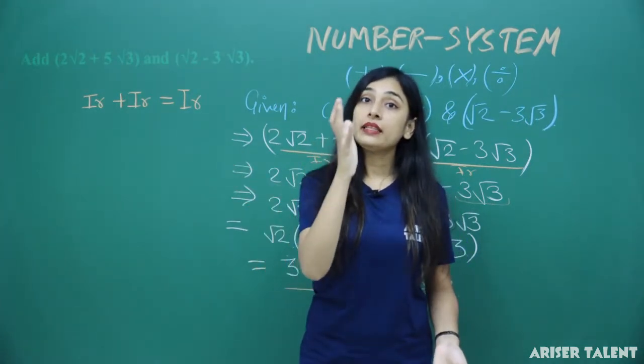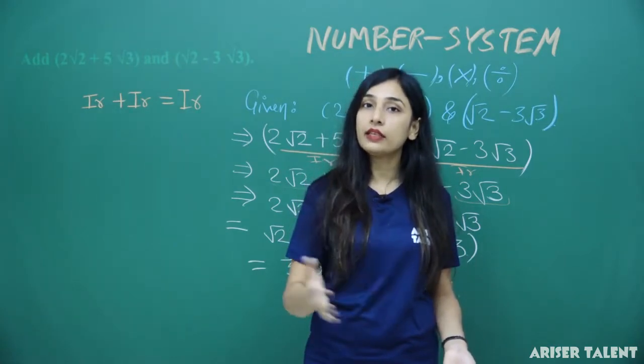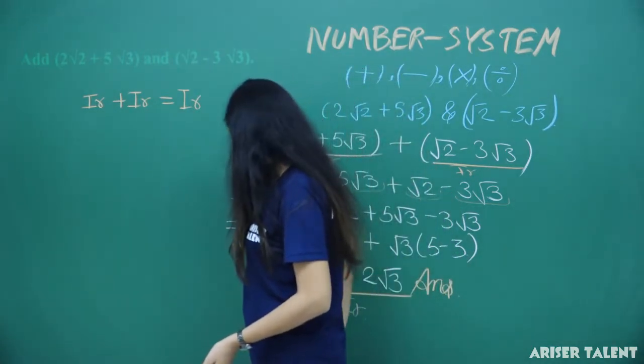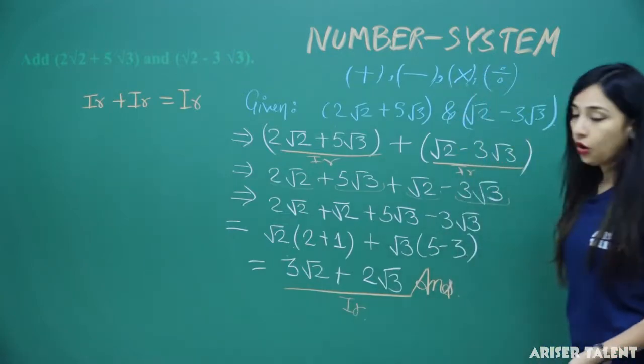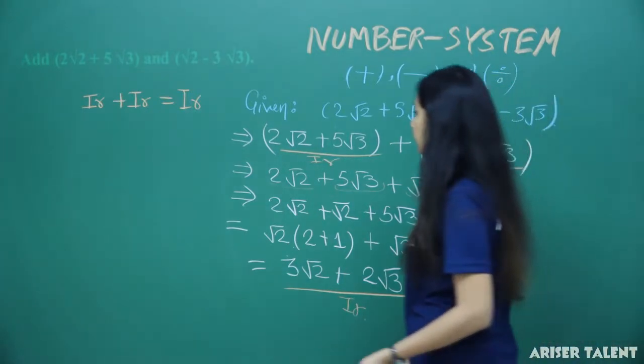Now, add an irrational number to a rational number, and that will also give you an irrational number. Okay. So note this, and then we will move forward to the next question. Noted it? Okay.